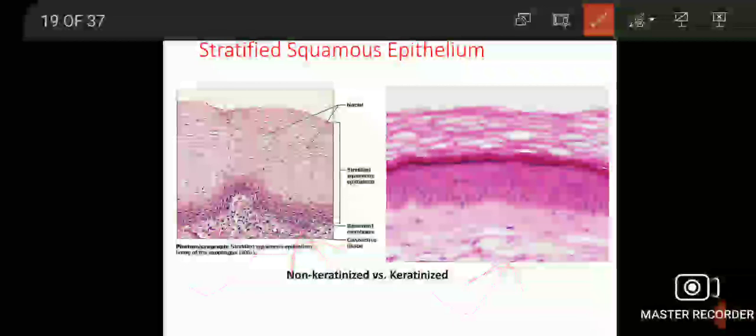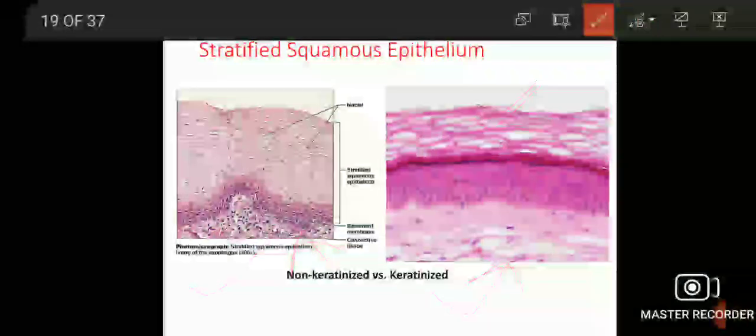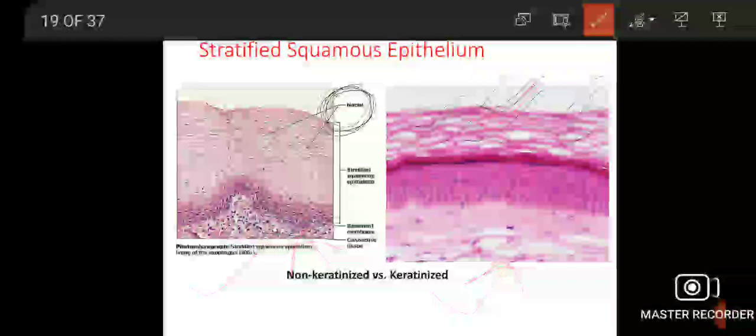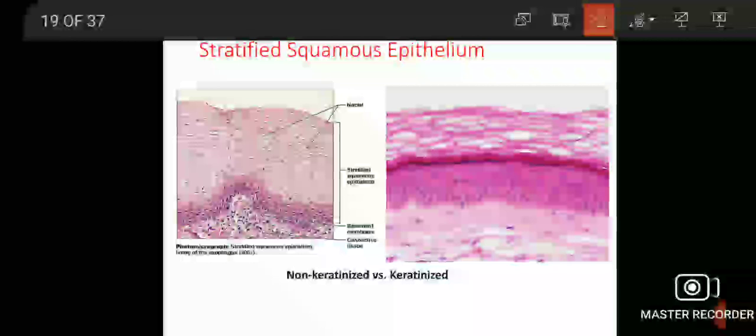Here you can appreciate this layer. This is all keratin. The surface cells lose their nuclei and organelles and their cytoplasm is filled with cytokeratin intermediate filaments. While in this case you can see that the surface cells retain their nuclei, and here no keratin or only a small amount of keratin is present. So this is the difference between stratified squamous keratinized and non-keratinized epithelium.